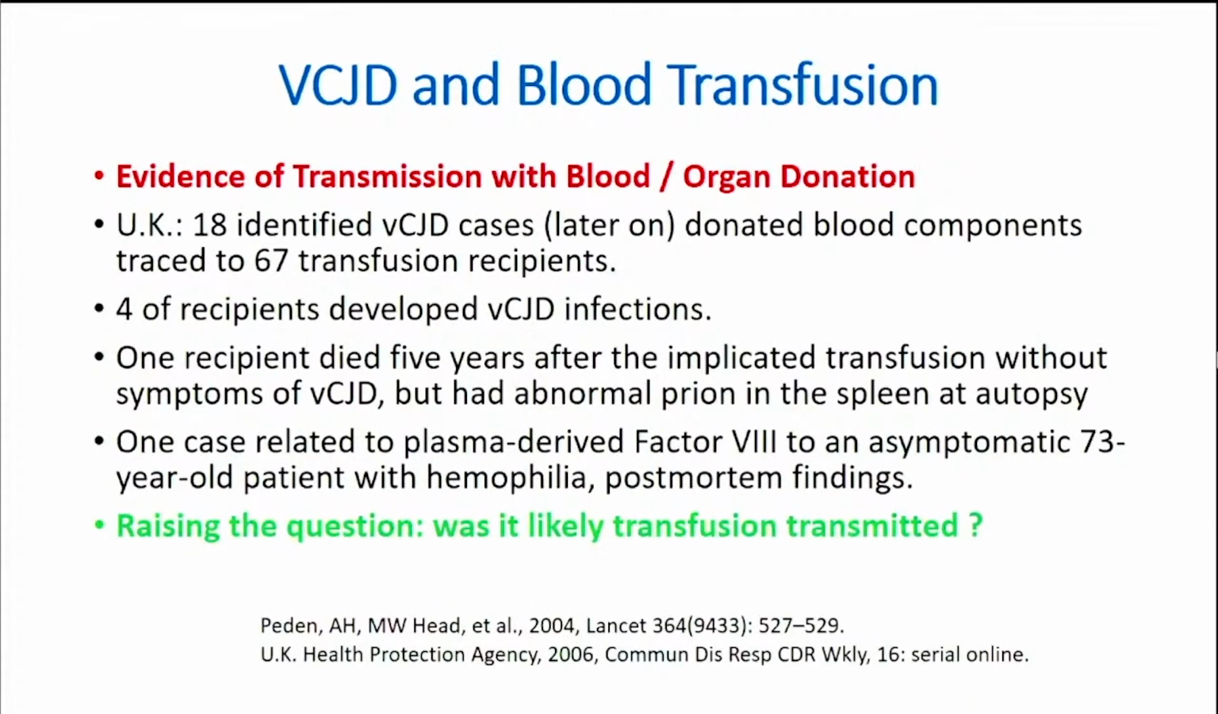There has been some evidence that it is expected or thought to be transmitted through blood and organ donations. In the United Kingdom, there were around 18 identified cases of CJD. They were later found to have been donors and were traced to 67 recipients. 4 of these recipients were also resident in the United Kingdom, and they developed CJD. 2 died later, and on autopsy were found to have developed the disease, with an infected brain. So it raised a question: is it likely transfusion transmission, or is it because they were part of the high-risk area?